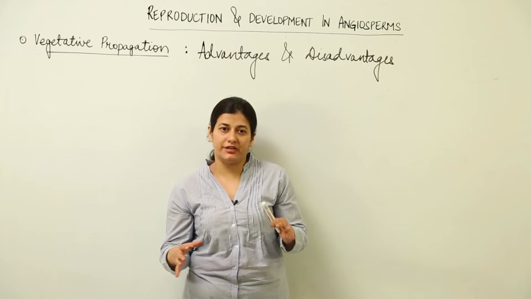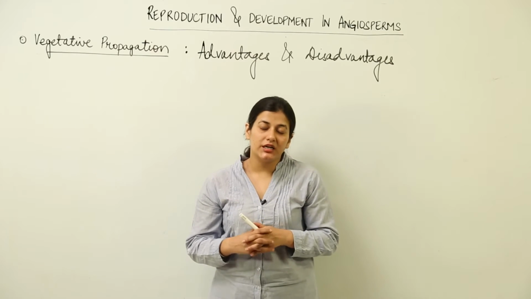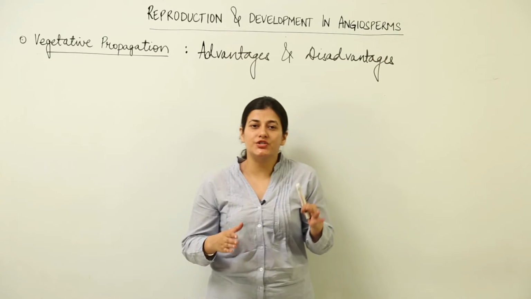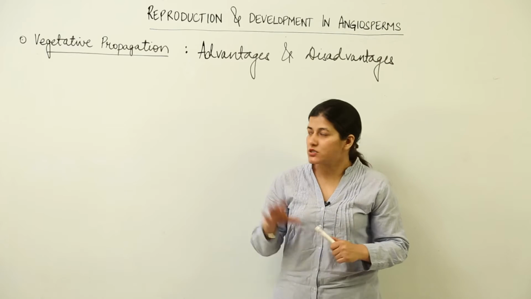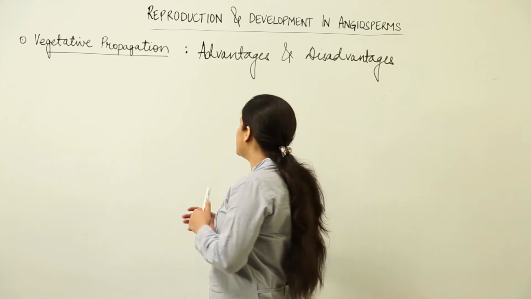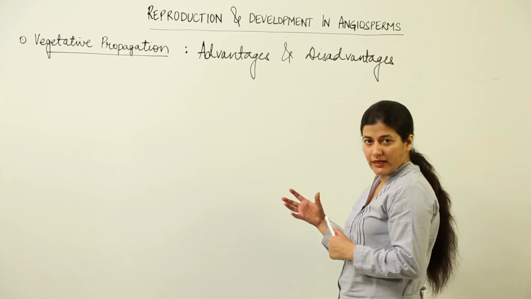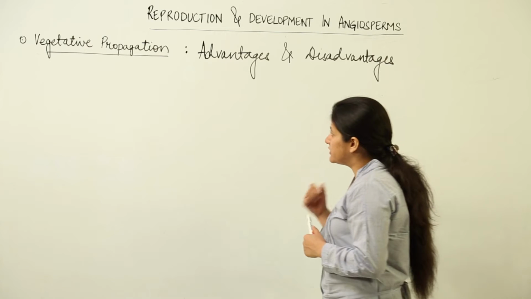Having done the various methods in which natural vegetative propagation takes place, now we are going to see what the advantages and disadvantages of this process are. So, firstly we are going to take the advantages of this process. What are the merits that vegetative propagation has when it takes place in plants? We are going to see that first of all.